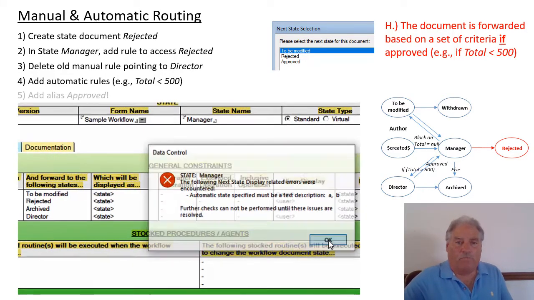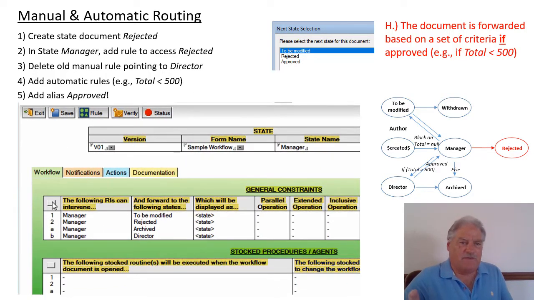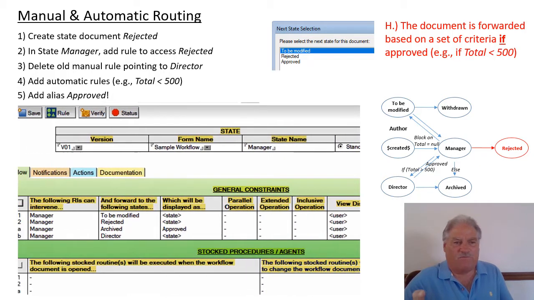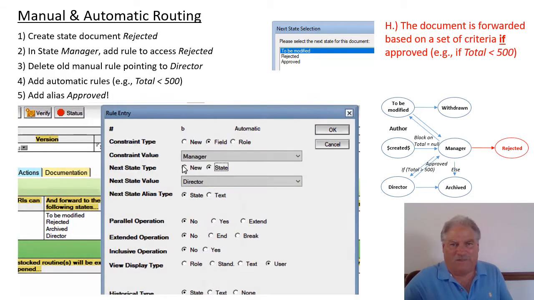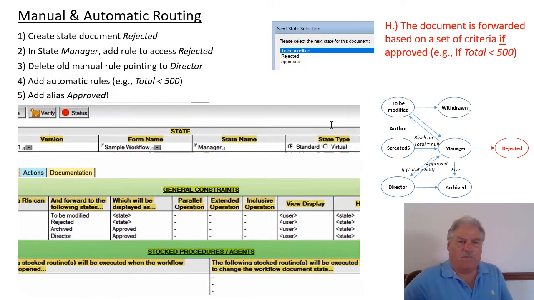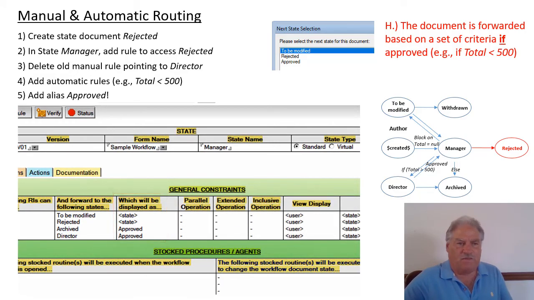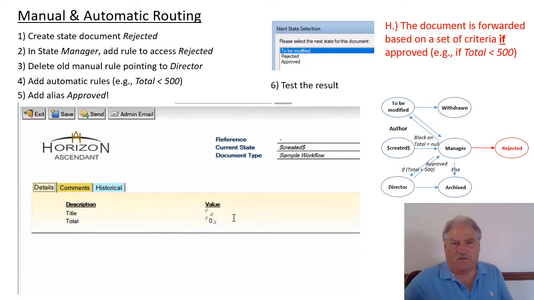And very important, we need to add aliases. Without aliases, simply, automatic routing cannot exist. Because if you're selecting the state itself, it makes no sense. I mean, it's not automatic. You're selecting it. So as you can see here, we are actually saying approved for those two states, and the system will automatically route based on the conditions in the document.